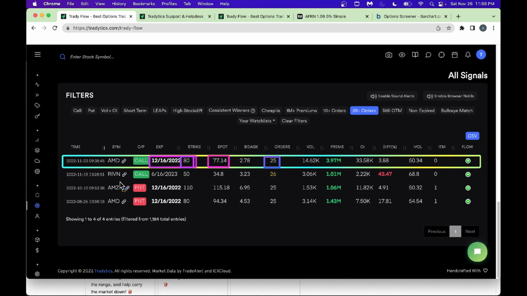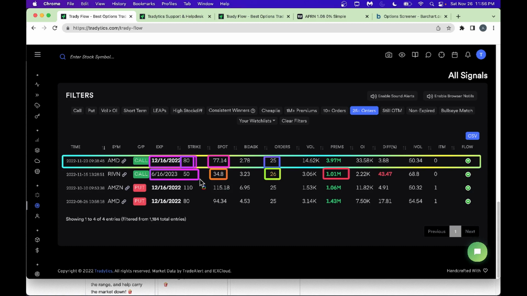And then you got Rivian here. Rivian, look, they're chasing 616 2023. It's almost 7 months or so, and strike price 50, and right now spot is 34. Look, smart money is flowing in here, and they're spending $1.1 million. There are about 26 orders, as you can see here. That tells you, even though Rivian is struggling right now, there is a lot of money chasing Rivian.